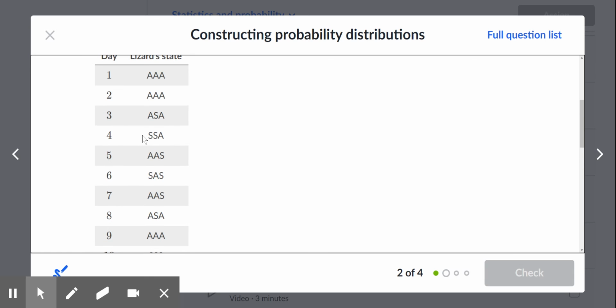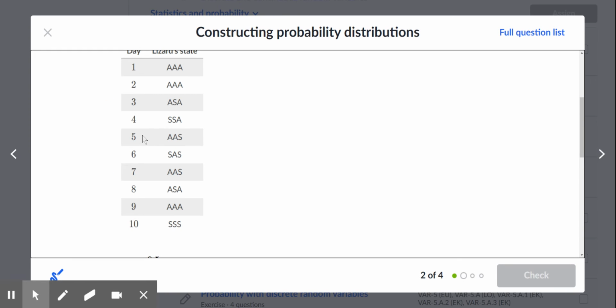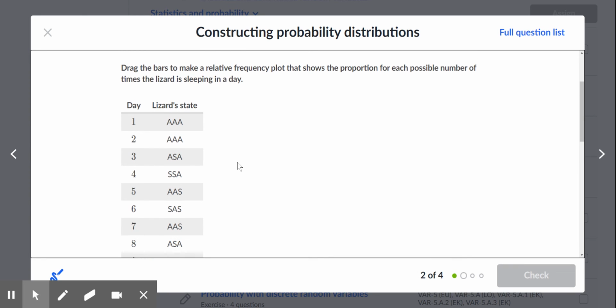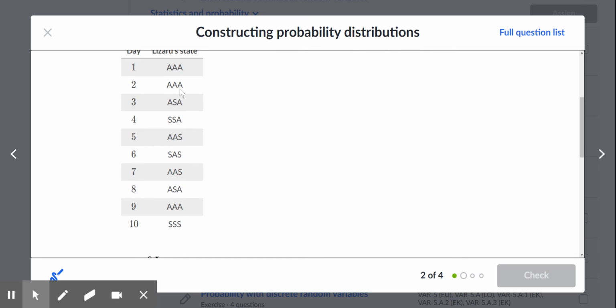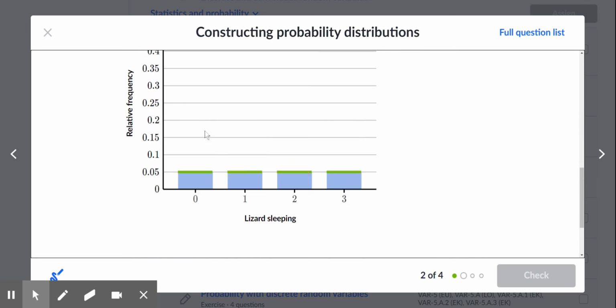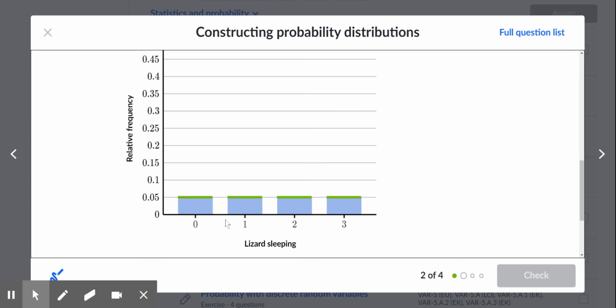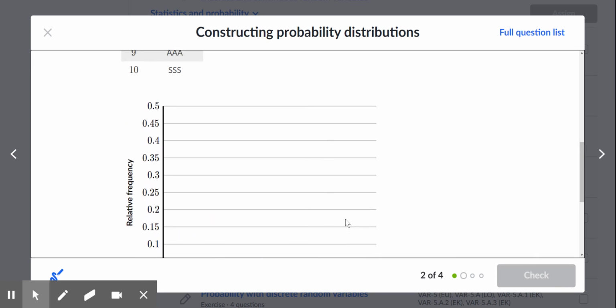So from that data, you try to figure out how many of those 10 days the lizard was asleep in a day. If you look at the graph, you see that 0 times the lizard can be sleeping, or 1 out of the 3, or 2 out of the 3 times, or all 3 times during a day that the lizard would be sleeping.